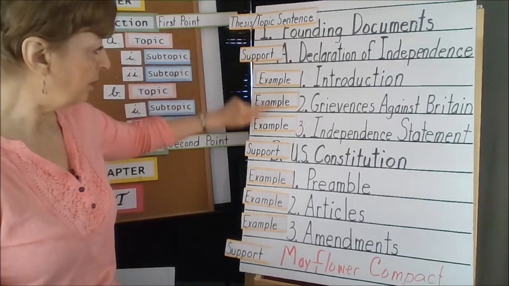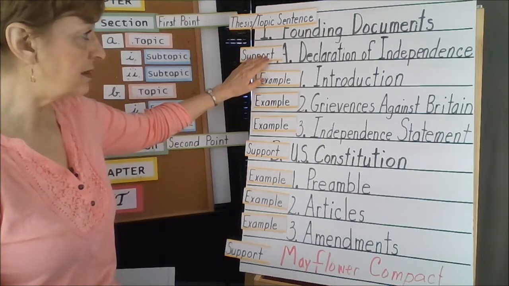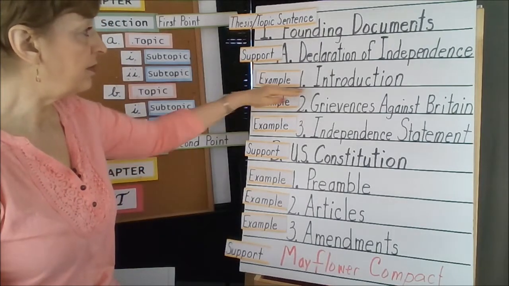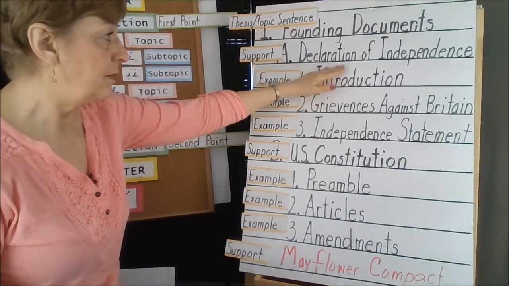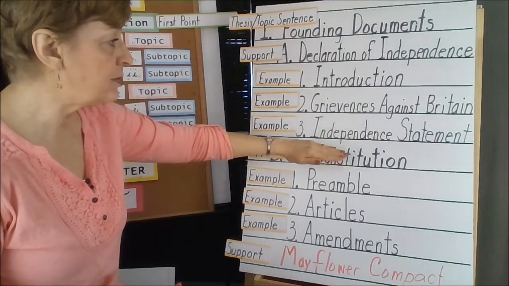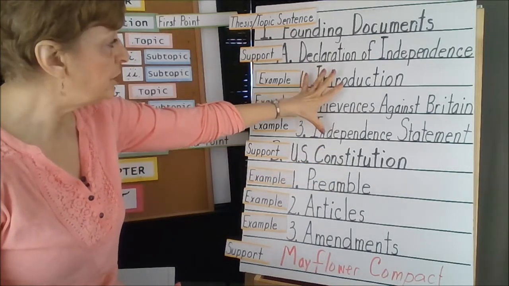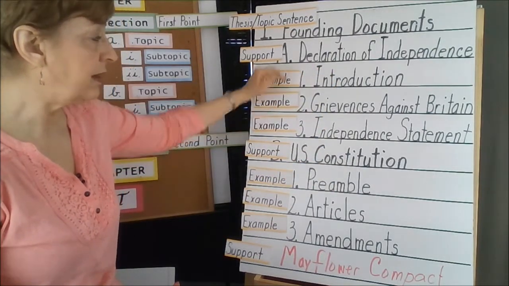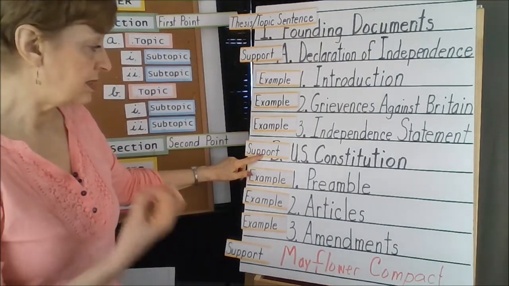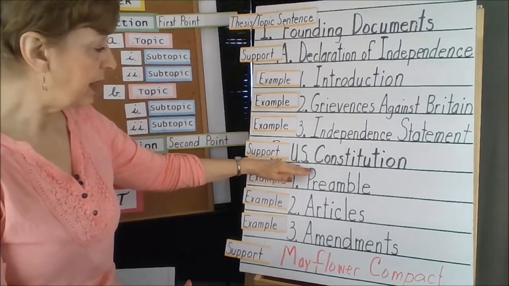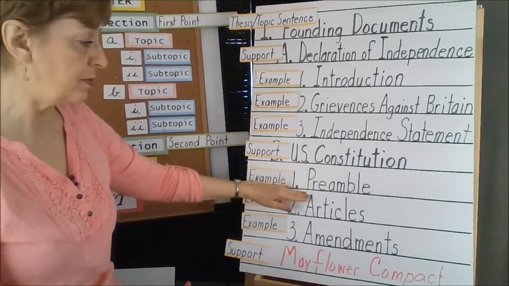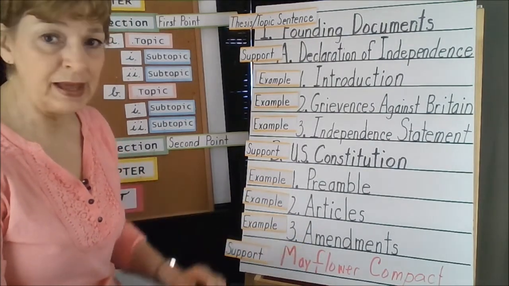And those three supports would then become the topic sentences of our three body paragraphs, with the examples of the parts of the Declaration: intro, the grievances against Britain, and the independence statement. Those would be the details supporting the Declaration of Independence. The second topic sentence would be on the U.S. Constitution, and the parts of the U.S. Constitution would be the details: the preamble, the articles, and the amendments.